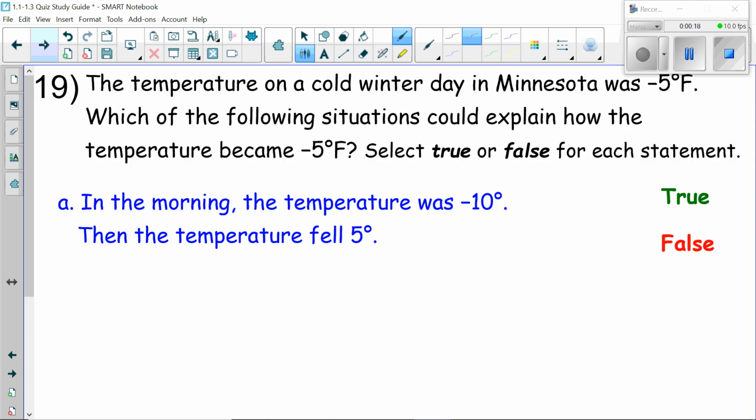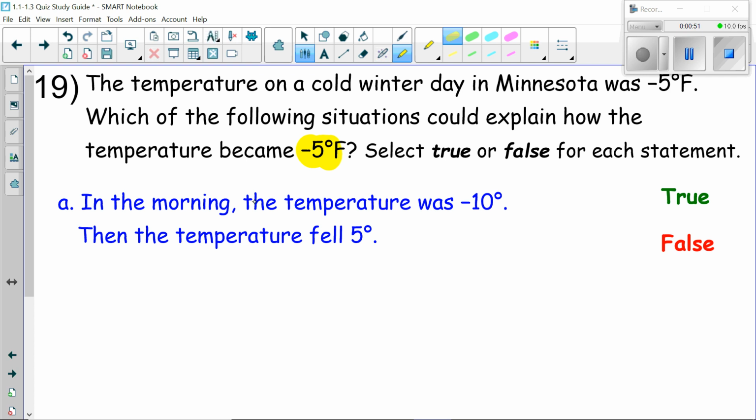All right, number 19A. The temperature on a cold winter's day in Minnesota was -5 degrees Fahrenheit. Which of the following situations could explain how the temperature became -5 degrees? Select true or false for each statement. So we're looking for examples where the total temperature or the final temperature equals -5. So look for keywords like fell, increase, decrease, got colder, dropped, warmed, things like that.